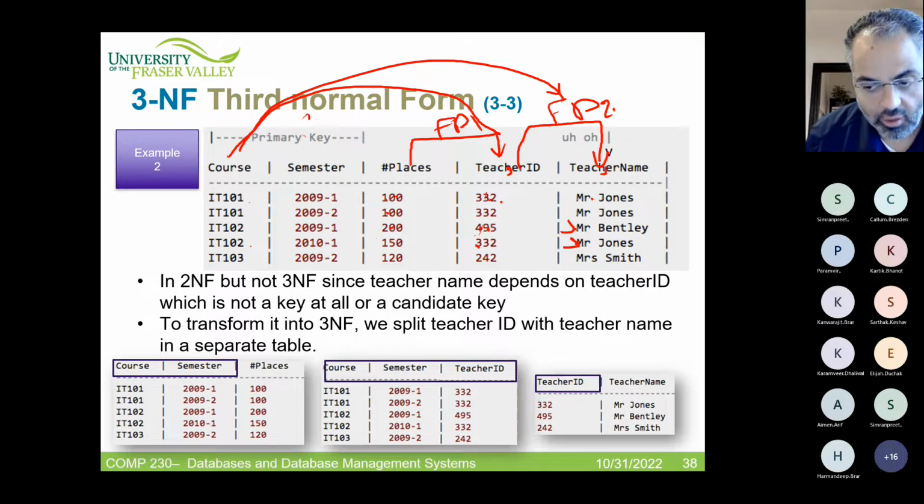However, it is not third, because third says there should be two conditions. To be third, we should have two conditions.